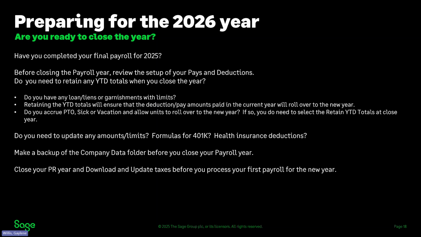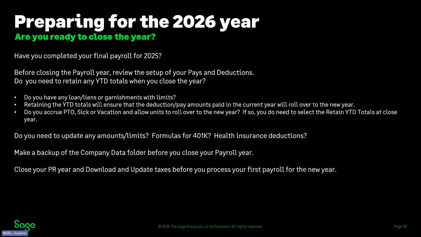Okay, do we intend to accrue PTO, sick, or vacation units and roll over to the new year? If we do need to select the retained year-to-date totals at close year on the pay setup. Do we need to update any amounts or limits? So specifically, you could have a company policy or a state policy that says, hey, you now need to allow 54 units or 60 units or 80 units to be accrued or to roll over.